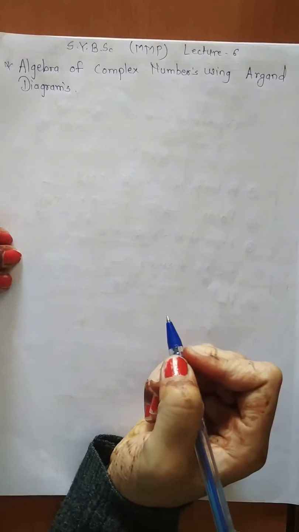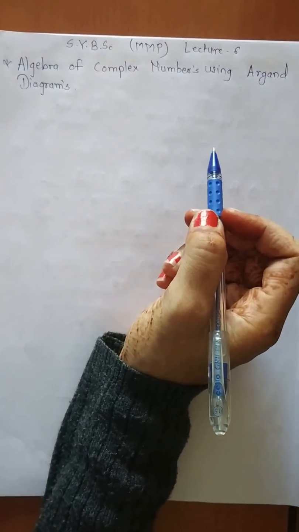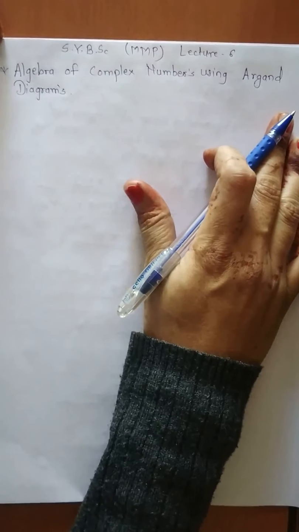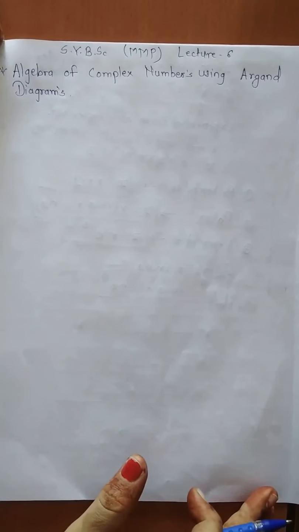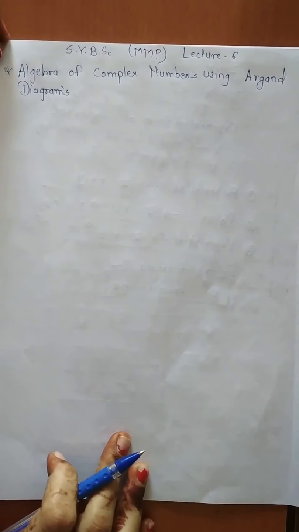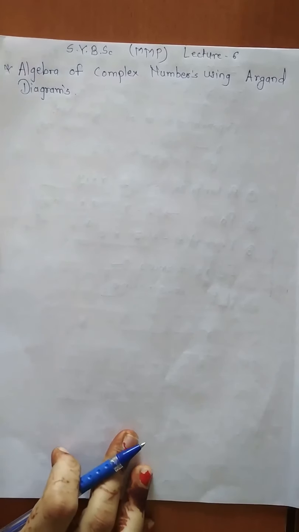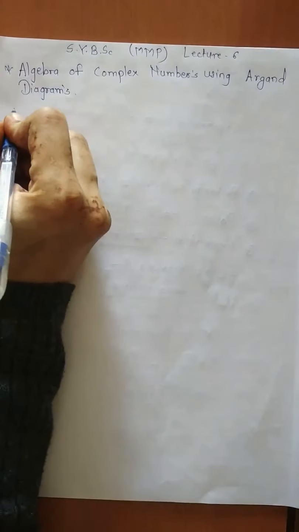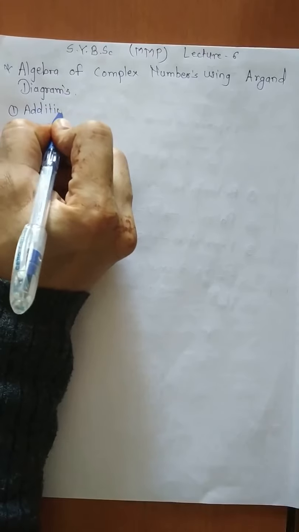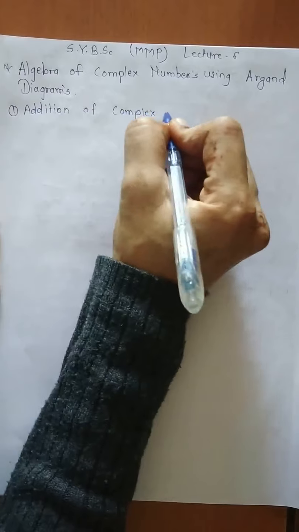Dear student, in this lecture we will discuss the algebra of complex numbers using the Argand diagram. This means, what does algebra mean? Addition, subtraction, multiplication and division. These various mathematical operations we are going to perform by using Argand diagrams. So the first mathematical operation is addition. We will start with addition of complex numbers using the Argand diagram.